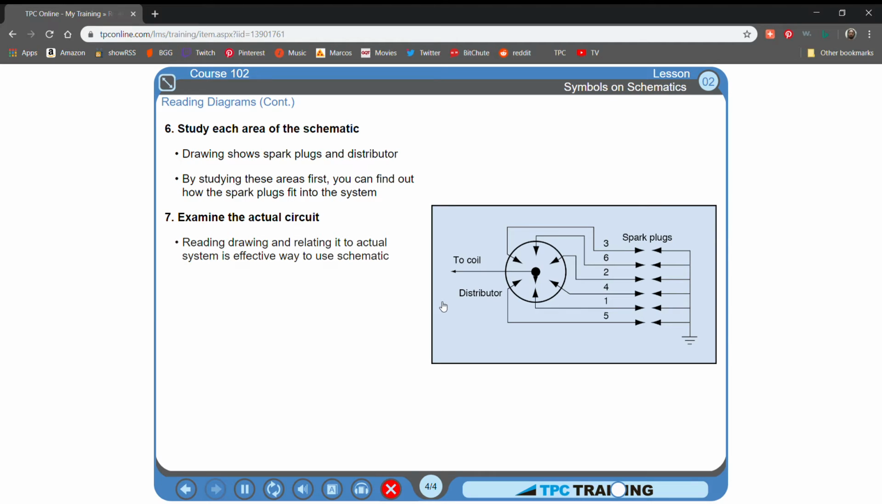This method of reading the drawing and relating it to the actual system is an effective way to use a schematic. It takes a little time and patience, plus some thinking, but it will help you figure out what trouble you are looking for and what to do when you find it.